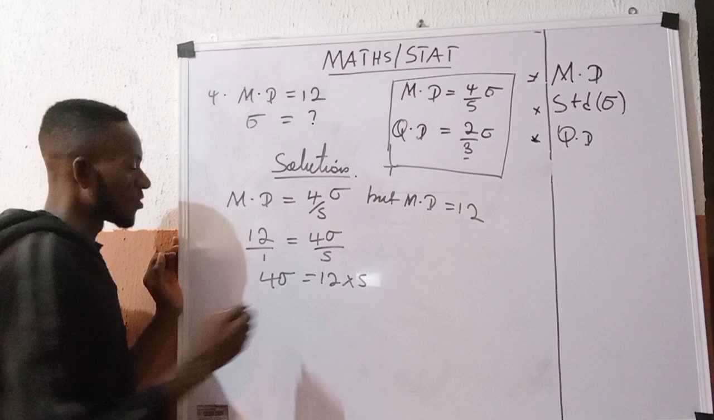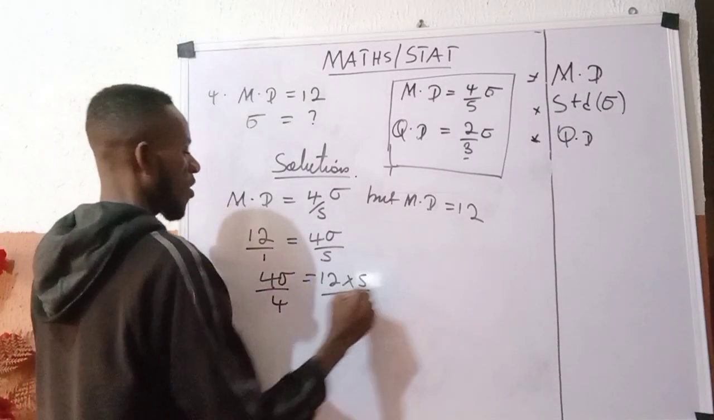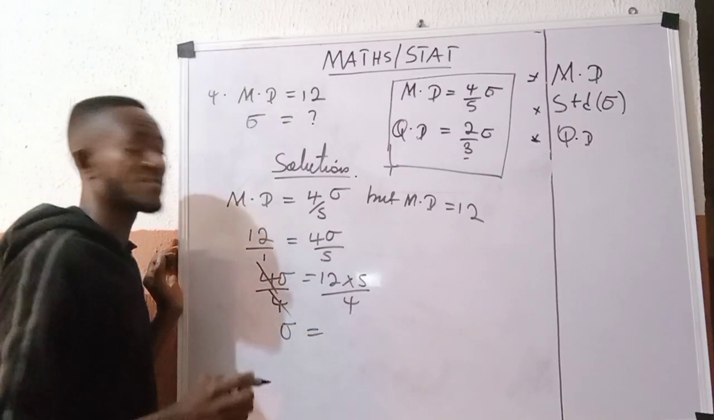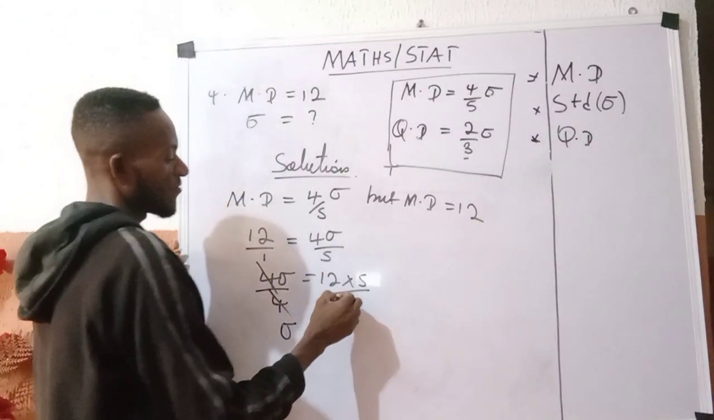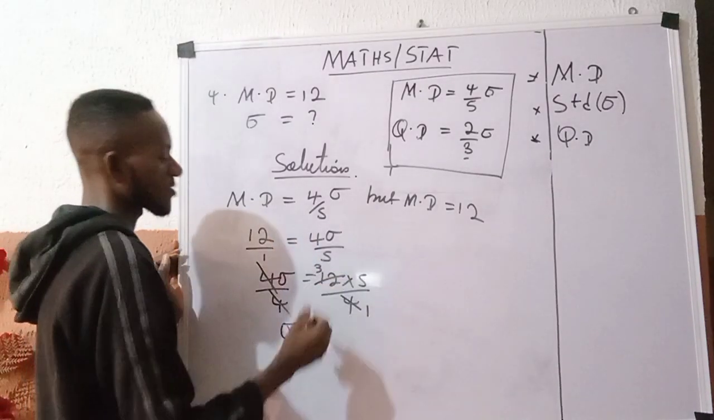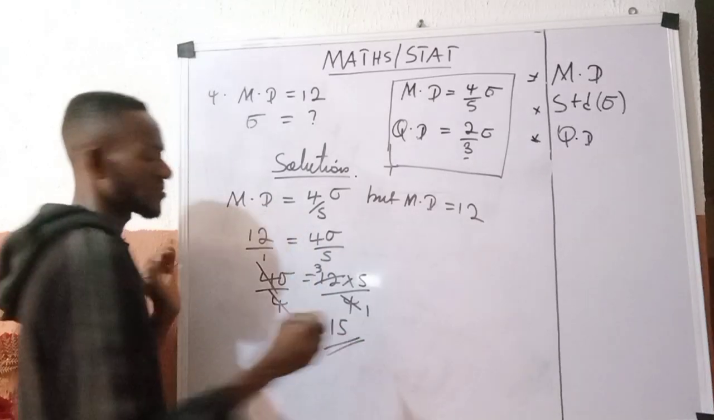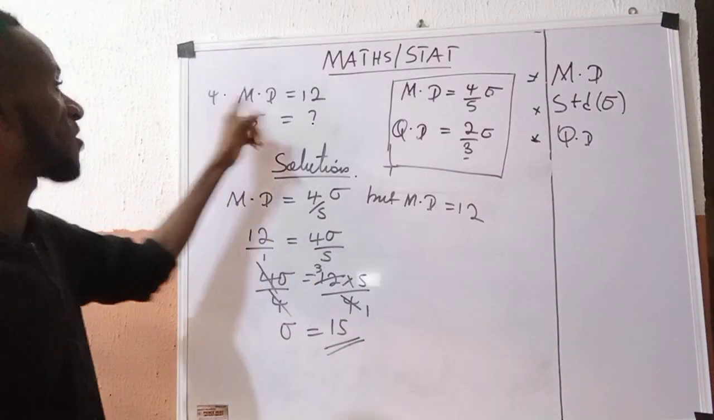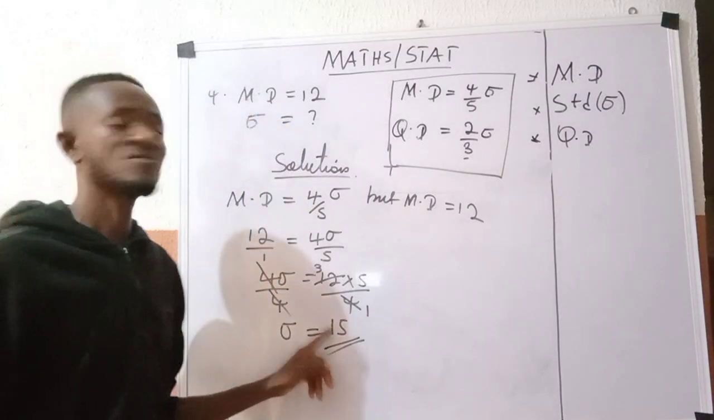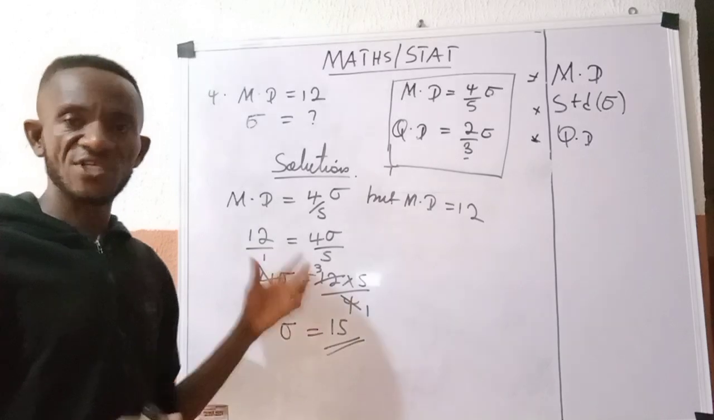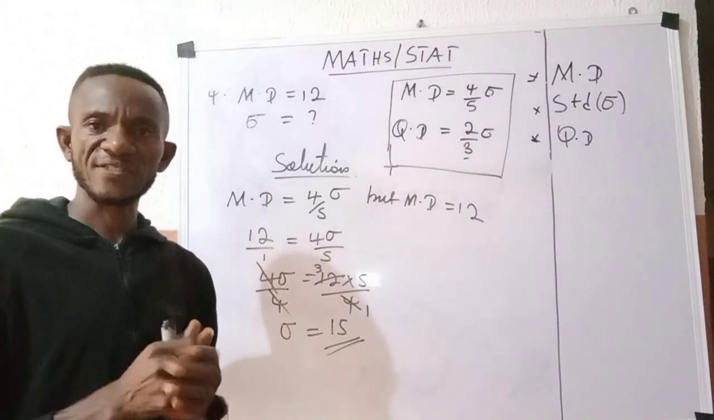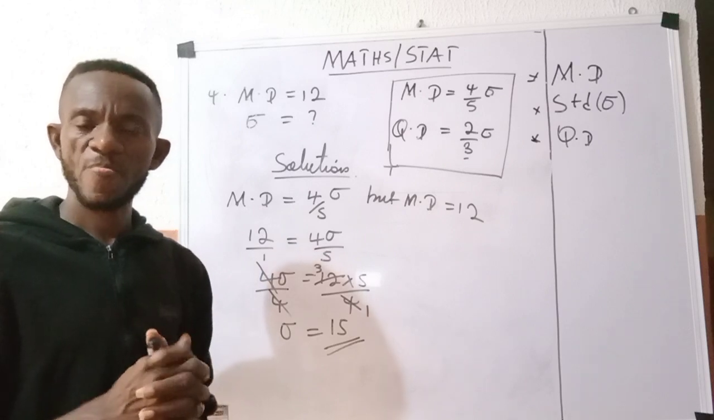So making this stand alone, I have all over 4, all over 4. So this 4 will cancel this 4, and I'll have sigma alone given as this. As a way of reducing this, 4 into itself is 1, 4 into 12 is 3, so that I will have 3 times 5, to have 15. So if the mean deviation of a set of data is 12, the standard deviation of that data should be 15. You see a strong relationship that exists between these. You understand? Okay?